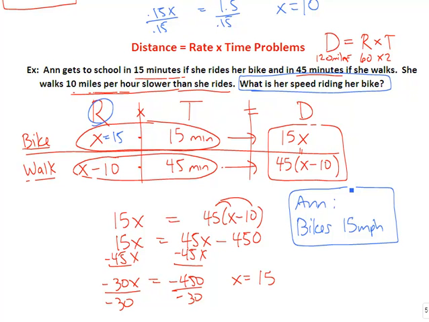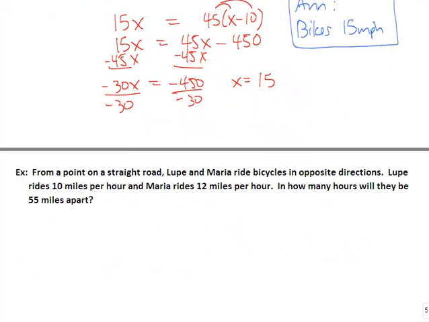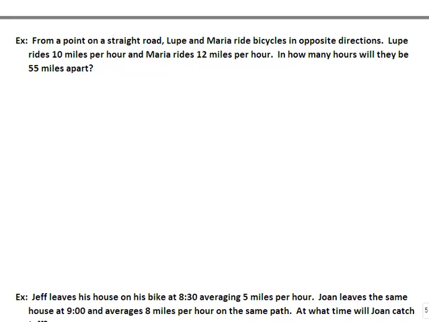You could also calculate how fast she walks. That would be 15, that same x value, minus 10, so she walks 5 miles per hour. The question doesn't ask for that, but you could still calculate it. All right, that's our first example of distance rate time problems. Let's try two more. Okay, these are tough.